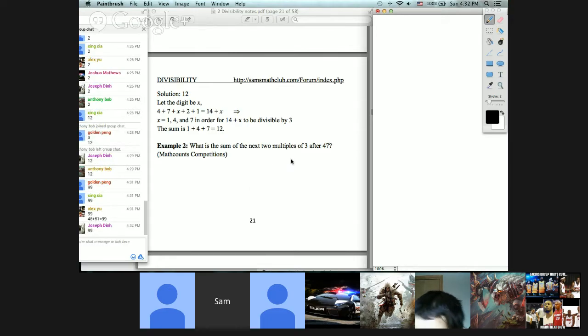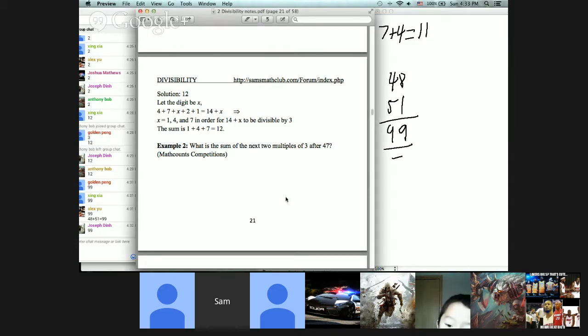So it asks for the sum of the next two multiples of 3 after 47. 47 itself is not a multiple of 3 because if you add 4 plus 7, it equals 11, which is not a multiple of 3. But what is a multiple of 3 is 48, because 4 plus 8 is equal to 12, and 12 is divisible by 3. So if we know 48 is a multiple of 3, the next one would be 48 plus 3, which is 51. And then if you add those together, you get 99, which is your answer.